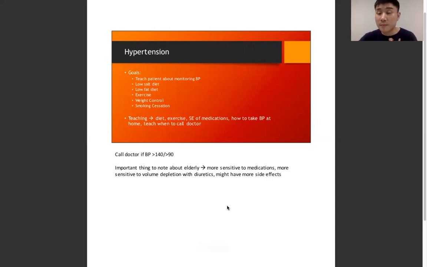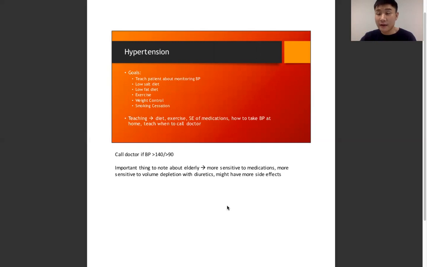So what are the goals for people who are hypertensive? The goal is to teach the patient about monitoring the blood pressure. They have to have a blood pressure cuff at home and continuously monitor the blood pressure every day, or before and after taking medication. They have to follow a low salt, low sodium diet. Why? Because like I mentioned earlier, wherever the salt goes, water follows. If we retain too much water in the body, the blood pressure will also increase. So these patients have to follow a low salt diet.